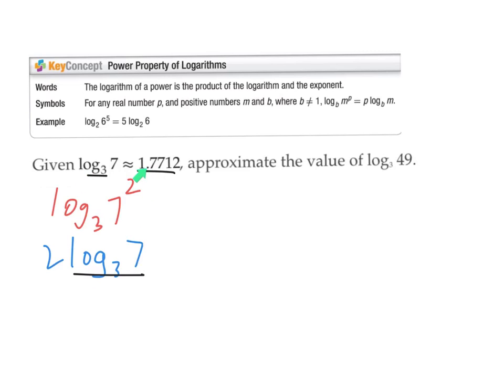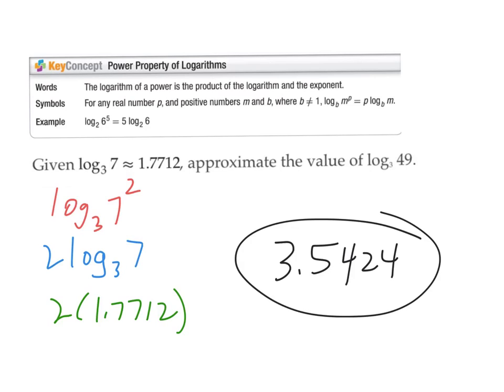That's why I underlined it. 1.7712 equals log base 3 of 7. So I can just replace this with that value right there. And then I will have found log base 3 of 49 since this equals 49. Okay, so I put that value in there, multiply it out, and I've got my answer. 3.5424 equals log base 3 of 49. Okay, hopefully that seems simple enough. You just drop the 2 in front.